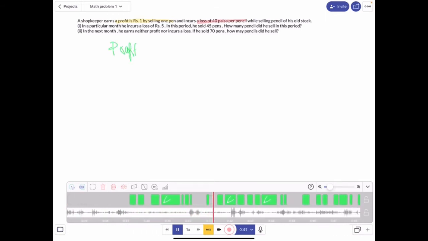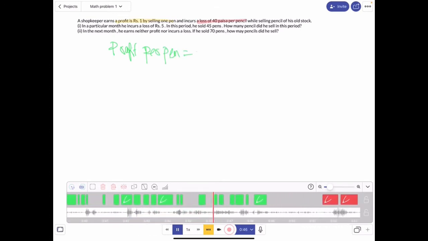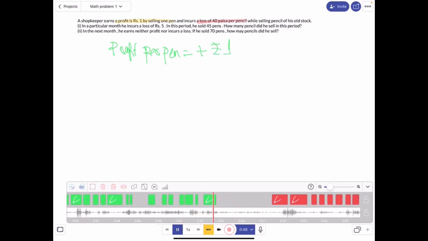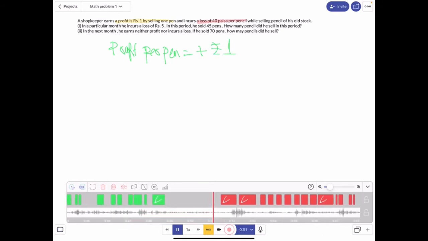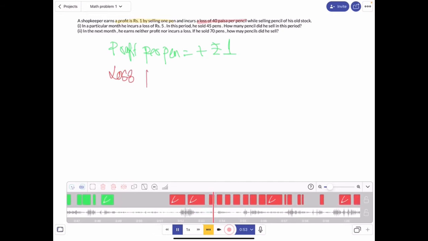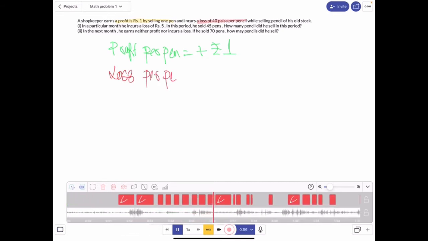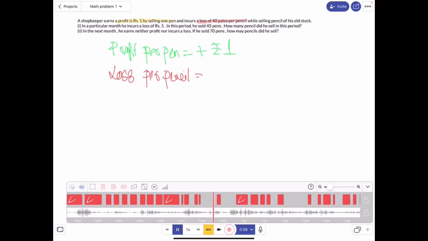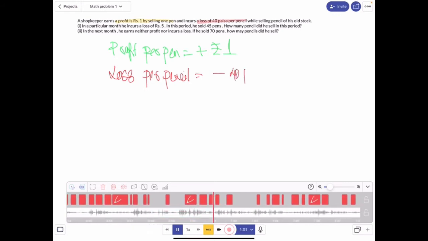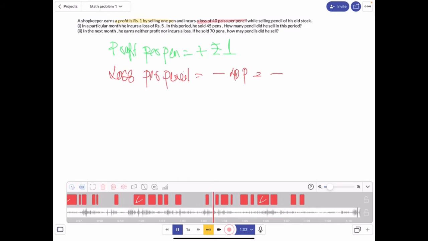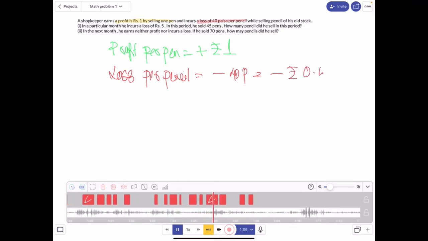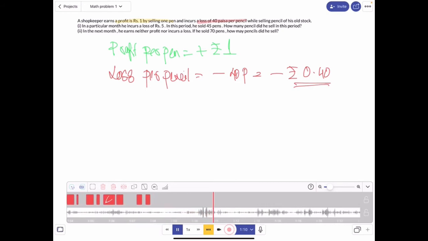Profit per pen. That means selling one pen is plus rupees 1. Okay. Loss per pencil. Loss is negative, which is minus 40 paisa, which, in terms of converting, can be written as 0.40 rupees. Understand this portion. Okay. So profit if we sell one pen is rupees 1. Loss if we sell one pencil is this.